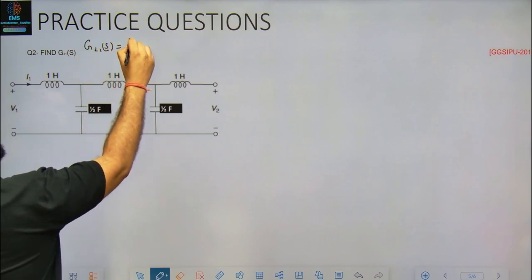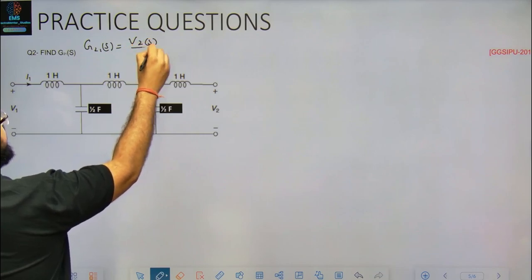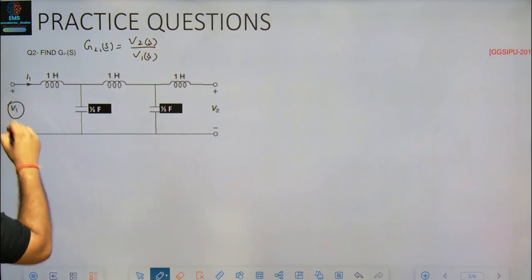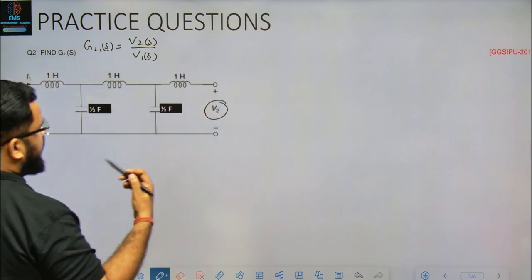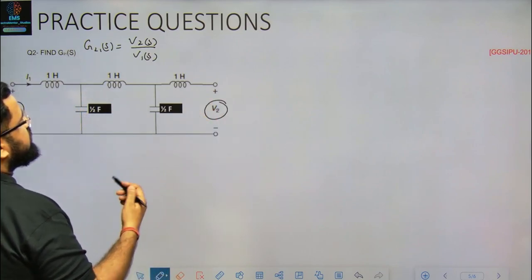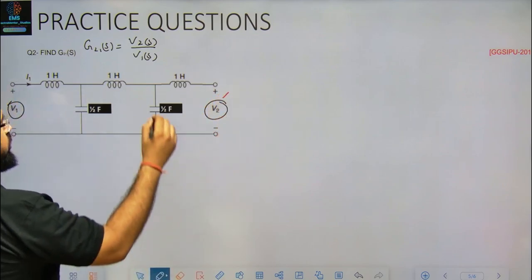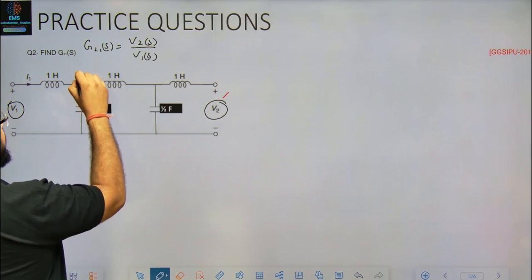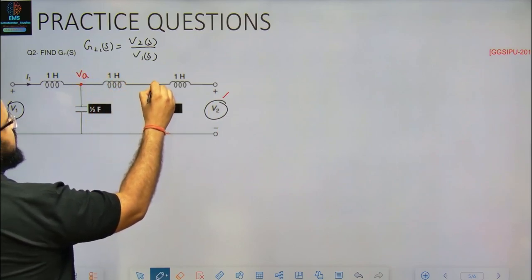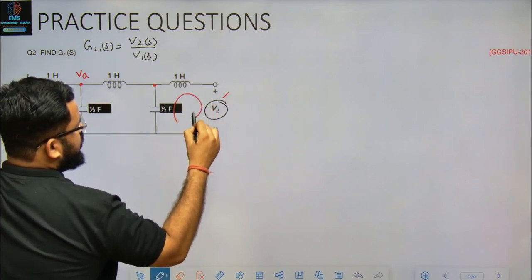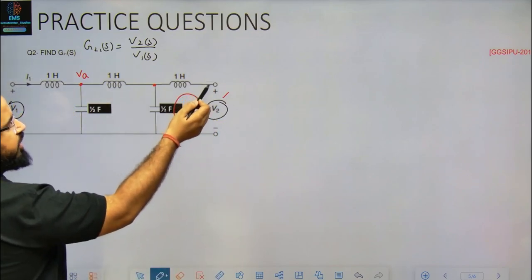G21S would be V2S by V1S. So we have got V1 over here, we have got V2 over here. To solve this question, if you just start considering this thing as open source, we have 2 points of voltages. Let us put this as VA. Now at this point, there's no current in this part because this is an open circuit.